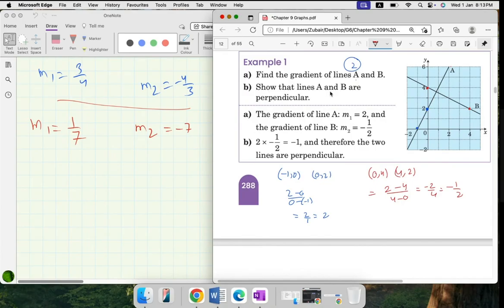And it says show that the lines A and B are perpendicular. So if they are perpendicular, they will justify this equation. So first, gradient of A is 2. Secondly, the gradient of B is -1 by 2. So we cancel out, multiply, -1 is equal to -1. So yes, they are perpendicular.